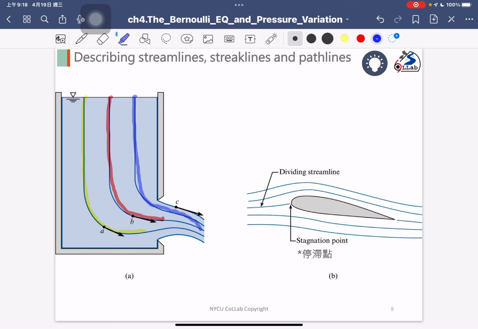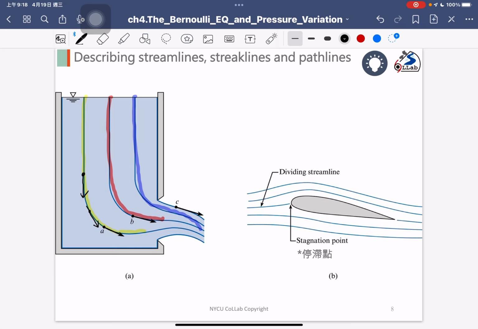The streamline is, at a different point, we can make the tangent to the local velocity vectors, and at that point the tangent line is along our local velocity vector. So the streamline is just based on the tangent line for all of the local velocity vectors, and you connect all the local velocity vectors, and the line we call the streamline.